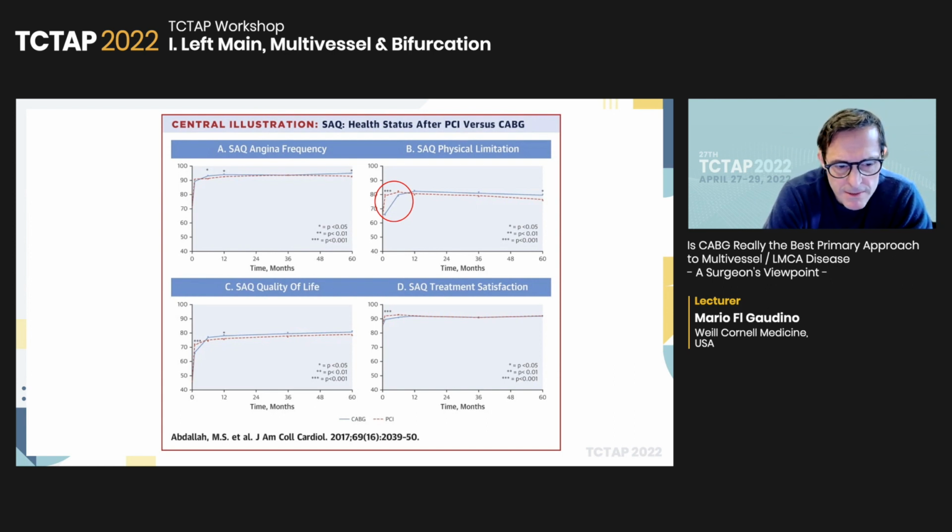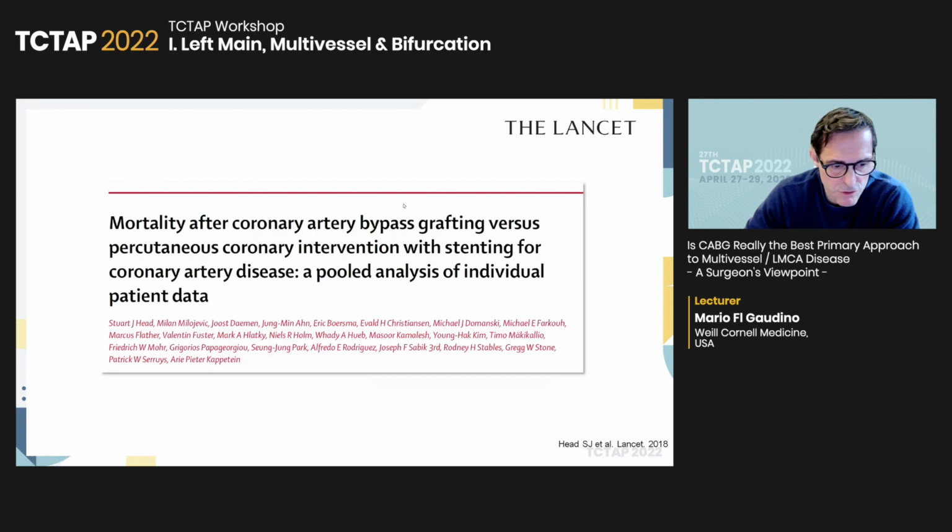And when we look at the quality of life data from SYNTAX, we see that the two revascularization strategies are both highly effective in relieving angina, but clearly with surgery there is a higher upfront price to pay, a significantly higher period of physical limitation, which is due to the recovery from surgery.